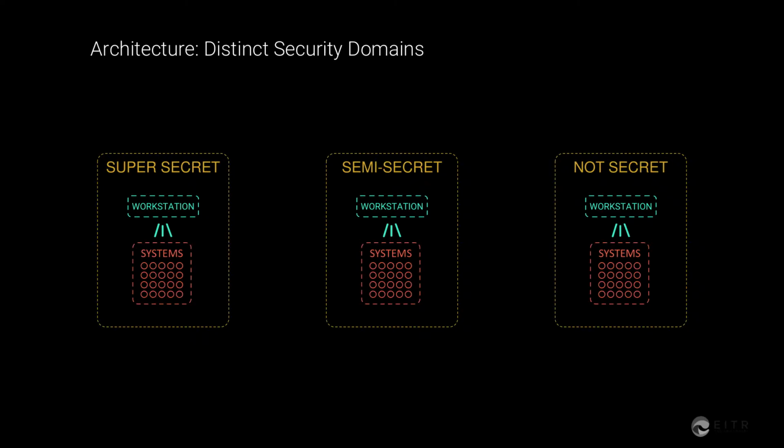In a normal architecture involving distinct security domains, we may have several individual network enclaves, each at different classification levels. So, in my diagram here, I have a super secret, a semi-secret, and not quite so secret security domain in which they are distinct networks with their own systems and no connectivity between them. In order to manage those systems, administrators need to access those networks via dedicated workstations from which they can then manually administer the systems within.